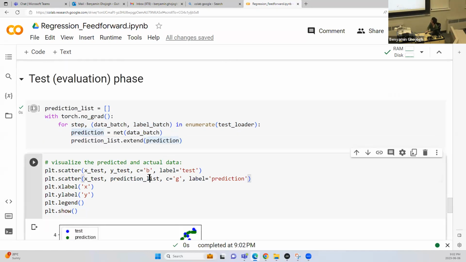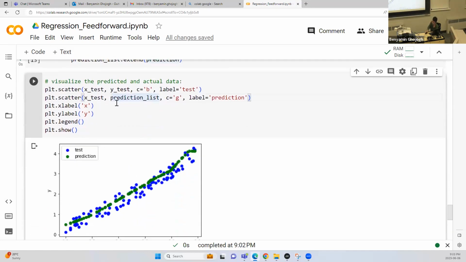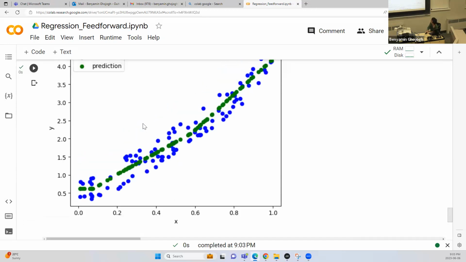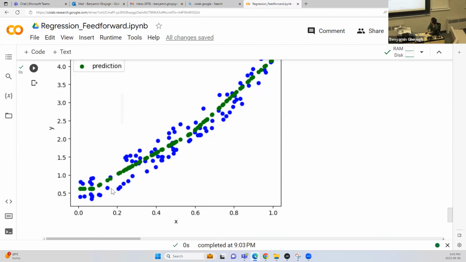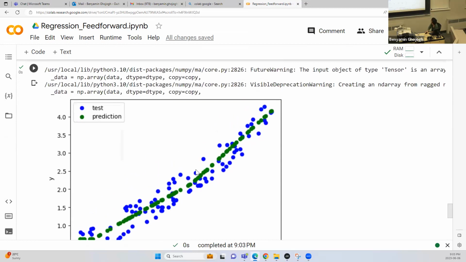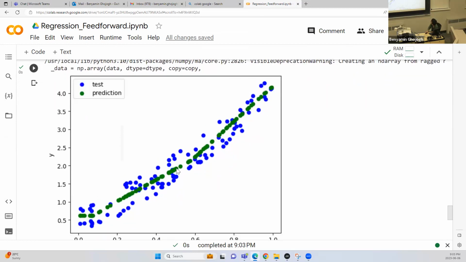I ran this. Now let me visualize them with matplotlib. You see this? These blue ones are the actual labels. By the way, my data is one-dimensional. X is one-dimensional, and its label is also one-dimensional, so I can plot Y versus X in this way. The blue ones are the actual ones. The green ones are the predictions. As you see, it has regressed them very well.